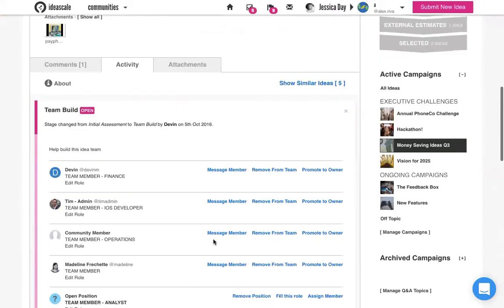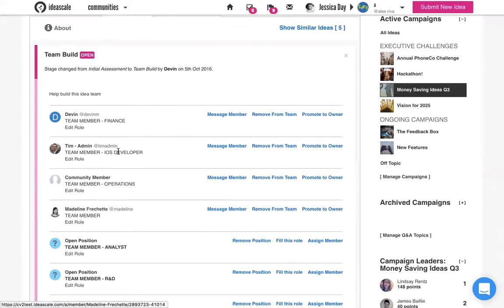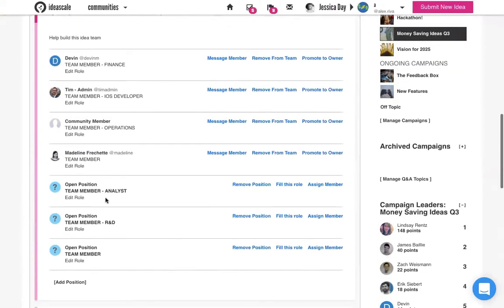Since this is in the team build stage already, you can see the members who are already committed to an idea, as well as the open positions that you might want to volunteer to fill yourself, or assign to different team members. You can also define what sorts of individuals can fill which kinds of positions. So you know you want somebody from finance and operations here, somebody from R&D and an analyst, but sometimes you just want anybody to volunteer their time.